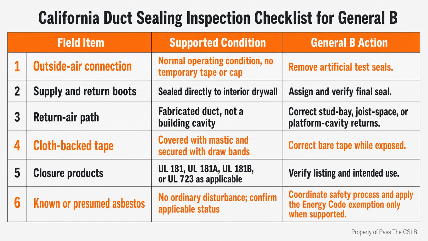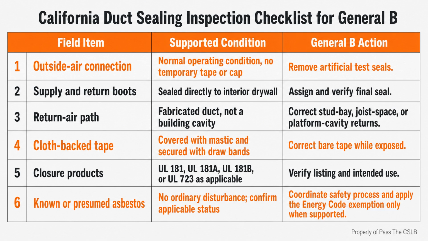The word duct tape creates one of the most persistent material mistakes in this topic. Ordinary silver cloth-backed rubber adhesive tape is not automatically an acceptable standalone duct closure just because the trade name sounds right. The source-backed rule is specific. If cloth-backed tape is used on a joint, it must be covered with mastic and secured with mechanical drawbands. Mastic is the paste-like sealant applied over the joint to create the air seal. The drawband provides mechanical restraint at the connection.